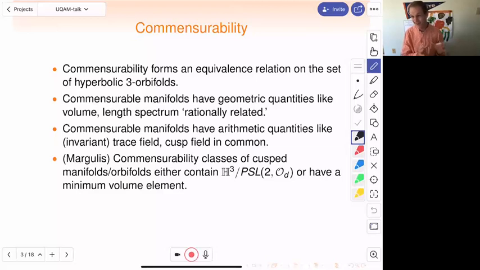And if you don't see one of those things, then what happens is that the commensurability class will have a minimal element in it. So that's really a nice trade-off: either you have this really pretty object in your commensurability class, or you have a minimal volume element. And in fact, everything in the commensurability class will have to cover a certain minimal volume element.